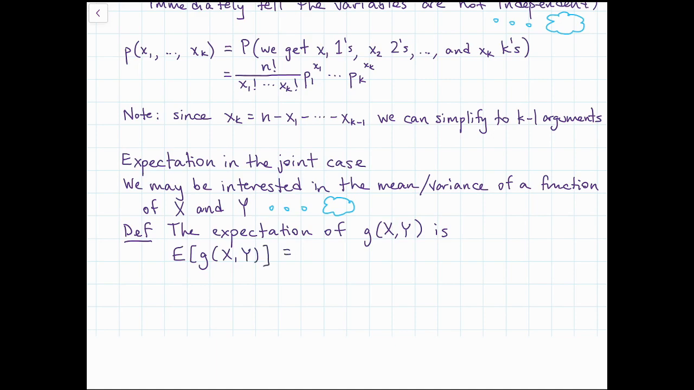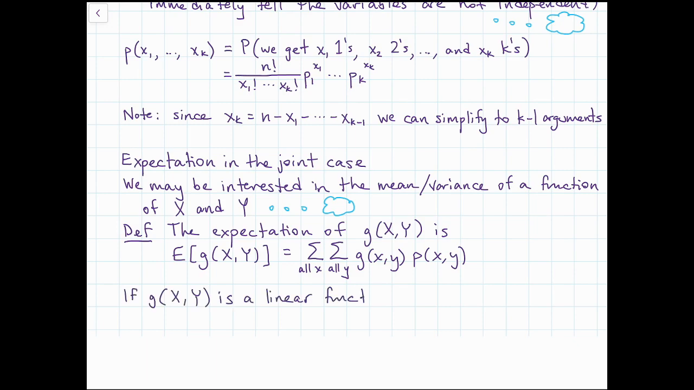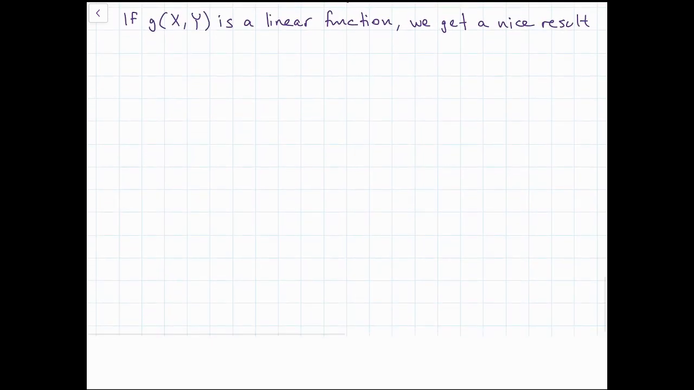So we can define the expected value or expectation of some function g of X, Y as follows. It's just E of g(X,Y), and it's the double sum over all x and all y of g(x,y) times p(x,y). So again, it's like a weighted average of the g(x,y) values where the weights are p(x,y). Now, if g(X,Y) happens to be a linear function, we end up getting a really nice result that I'm actually going to prove for you here.